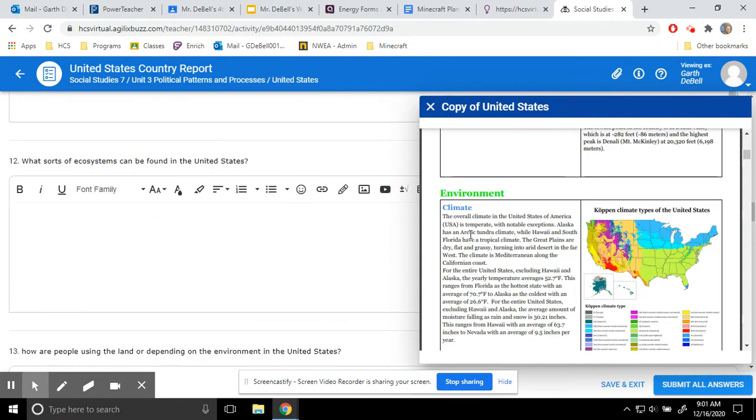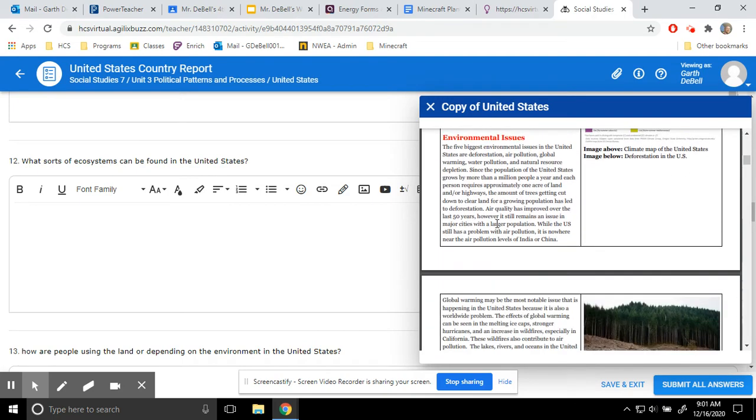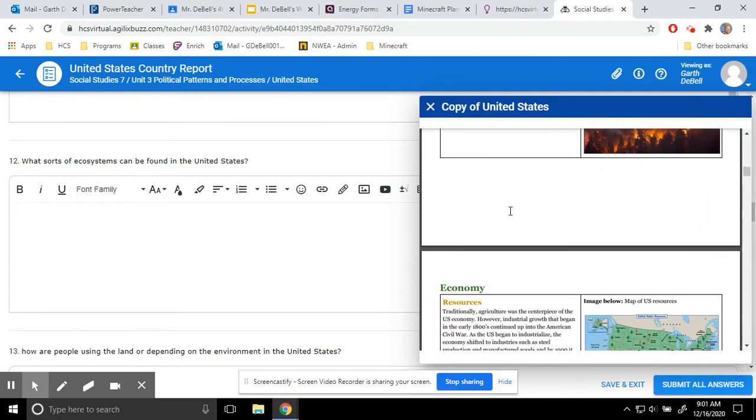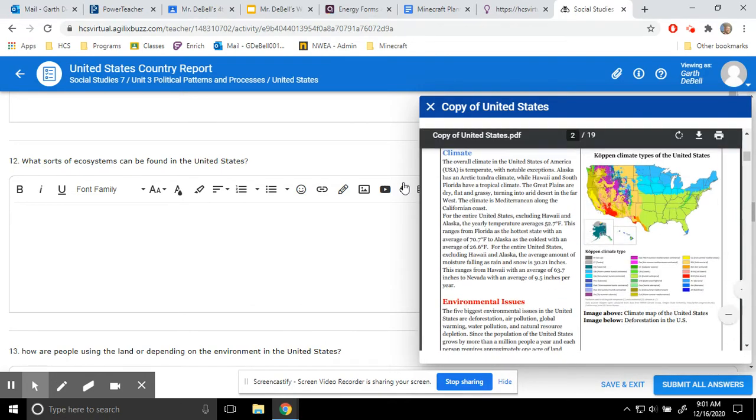What sort of ecosystems can be found? So you're going to want to look through the environmental issues. They'll talk about it, and resources and probably climate. And that'll give you a whole bunch of different ecosystems. But just some ideas, right? We have mountains, we have woods, we have plains, we have deserts, right? We have swamps. Those are all different types of ecosystems that we have here in the United States that you could put down.